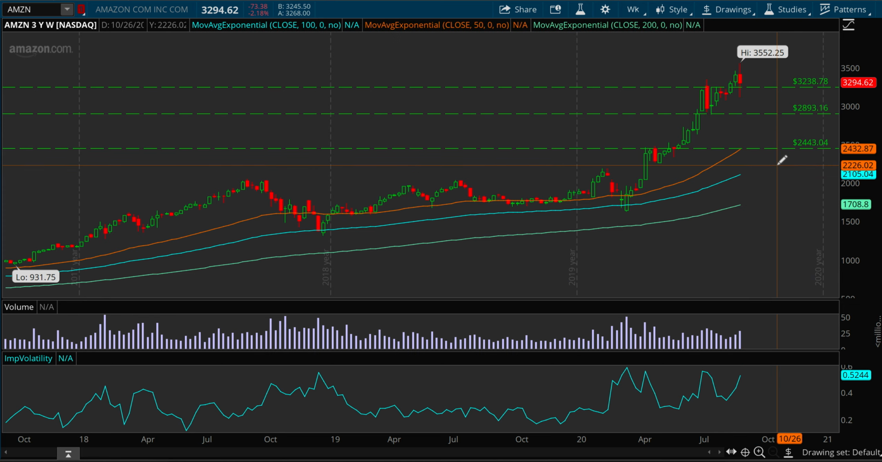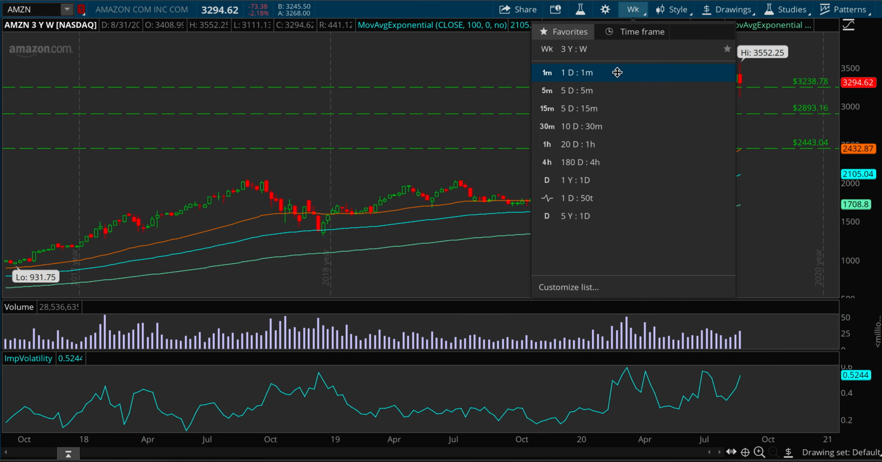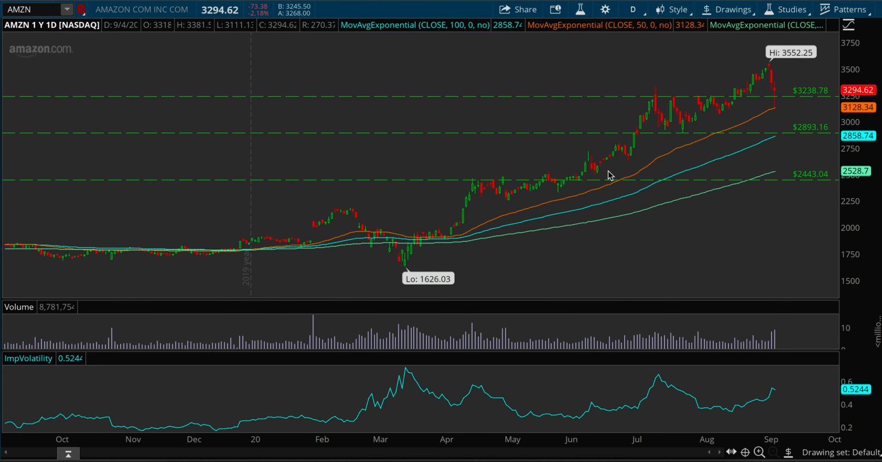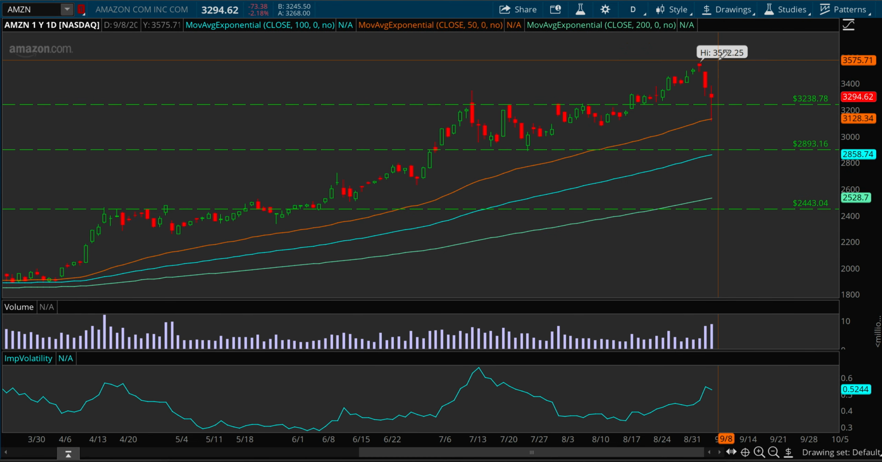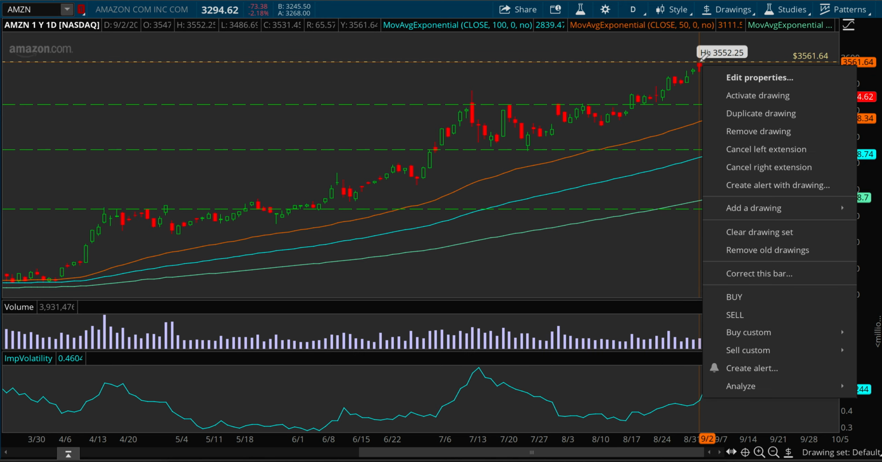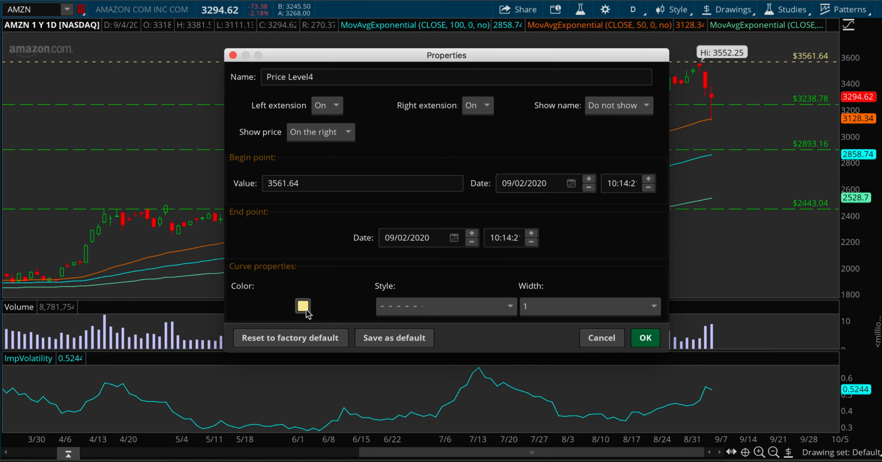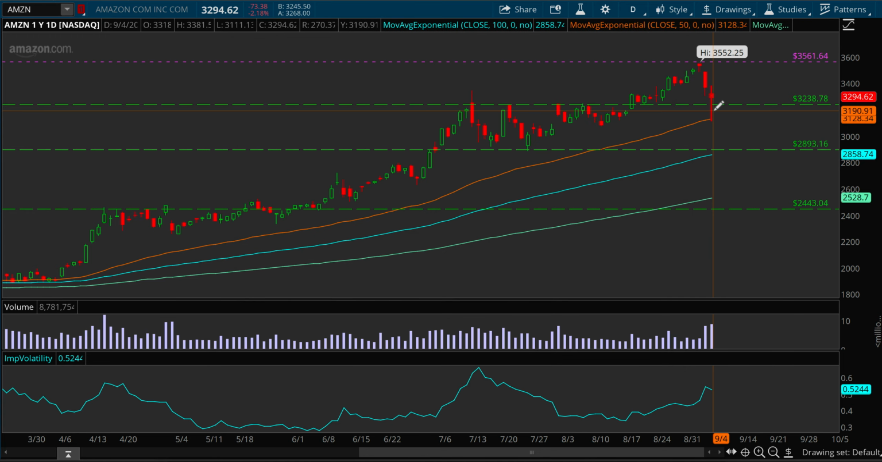But let's go into the dailies now. So I did those weeklies. I'll go to 1 day, 1 year. And I'm actually just going to go ahead and start out by charting this high. I like to chart the high because you can get a good trade off the high if it breaks it. So you always want to chart that. I don't know what color I've been using. I think it was purple. You want to do purple.